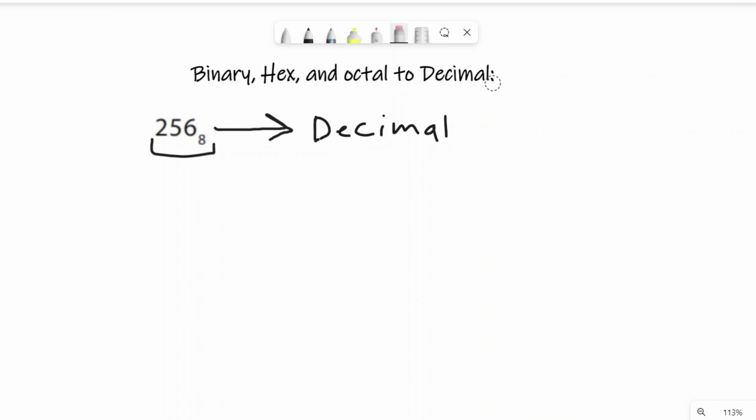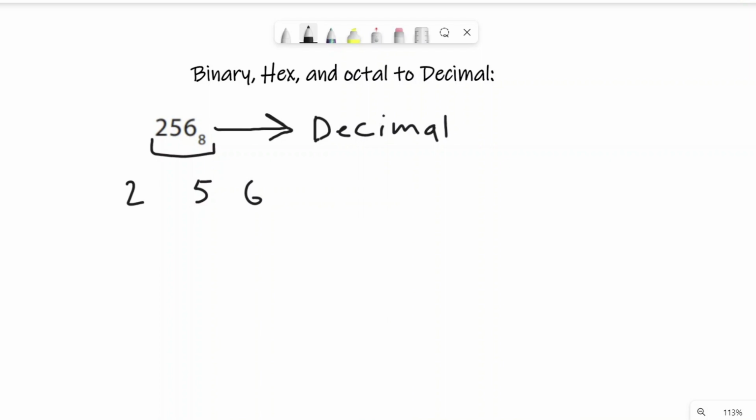Okay, so for our first set of examples, we're going to go over how to go from binary, hex, and octal to a decimal value. So if you're given a value such as this, 256 in octal, as indicated by this base here, how would you convert this to decimal? So we went over this briefly in the other video, so just to review, we start by breaking it up into each of its parts, so 2, 5, and 6.